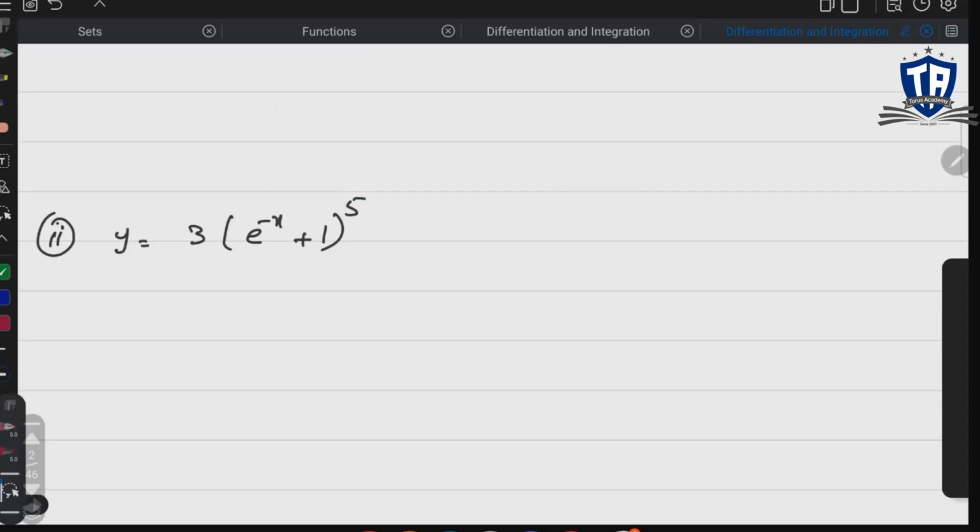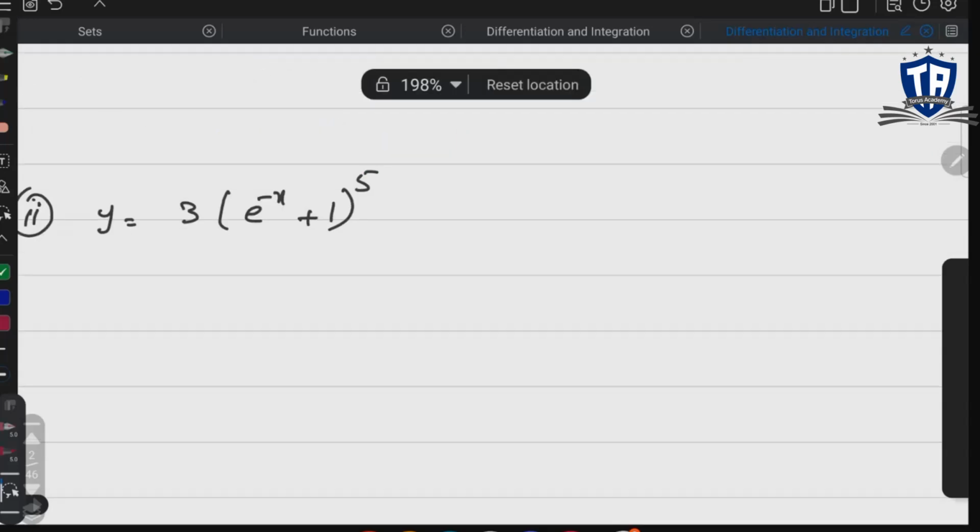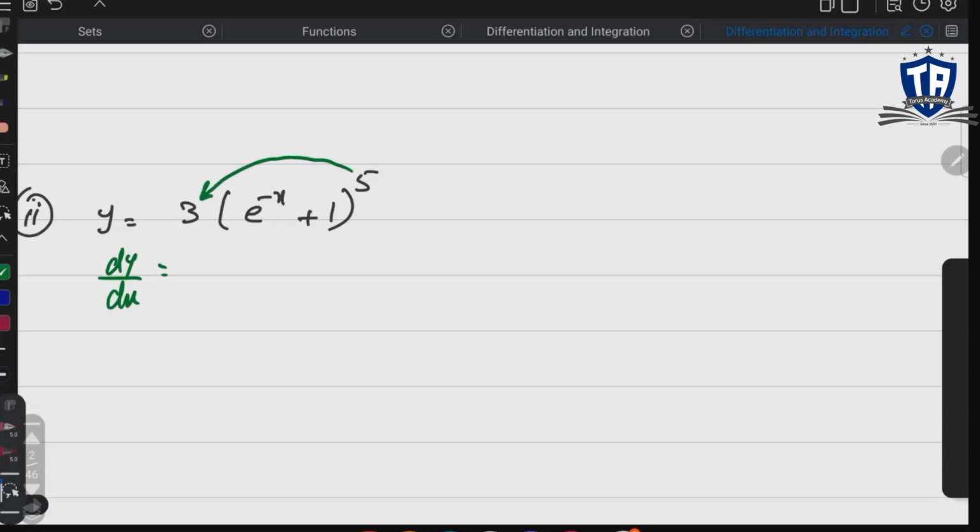In the next example, we have the whole power 5. We use the rule. The rule says, first of all, we multiply the power with the coefficient, which gives you 15, and the term which is inside the bracket would be as it is, and we subtract 1 from the power. Then you put a multiply sign and then take the derivative of the function which is inside the bracket.